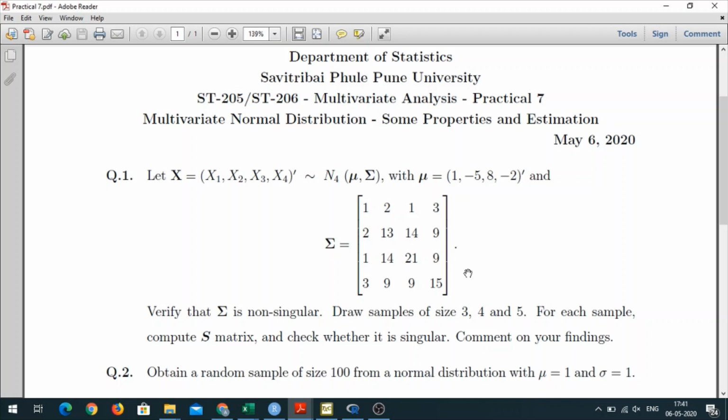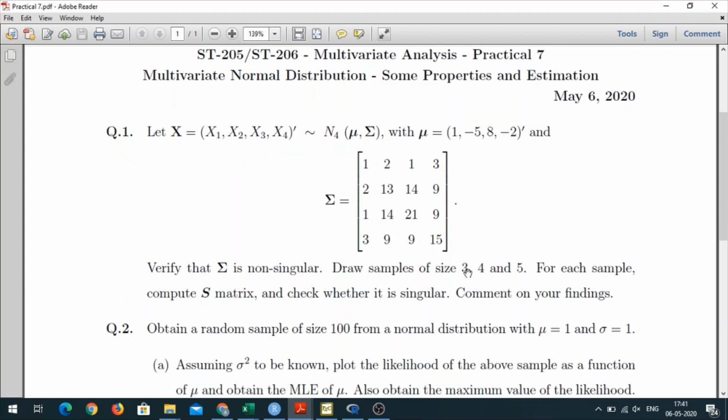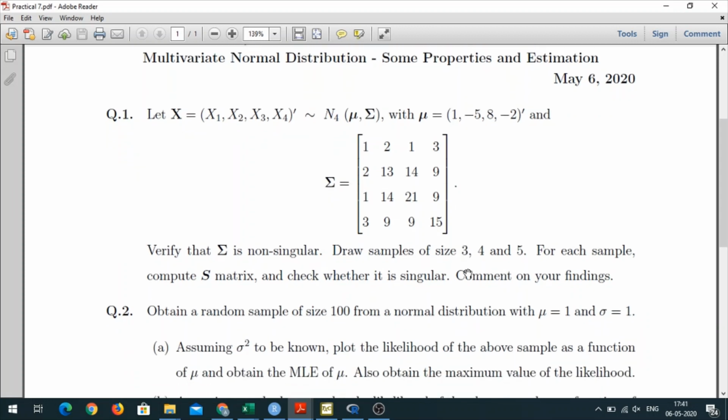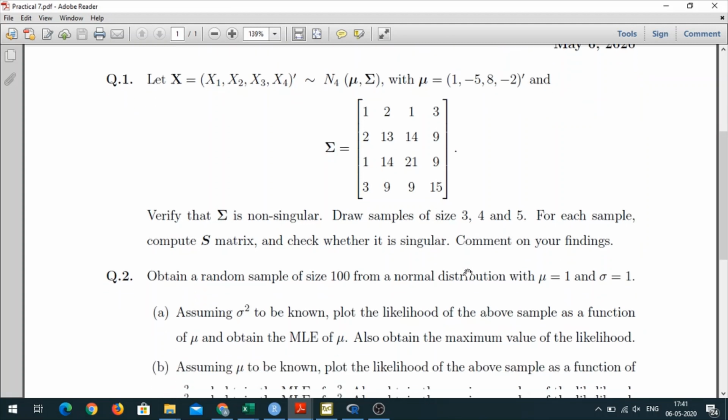Today we will see some properties of multivariate normal distribution through our practical. So let me first start with a four-variate normal distribution. If you remember, we have already learnt how to draw a sample from multivariate normal distribution in the last practical. We are going to use that here and build on that to prove some more properties.